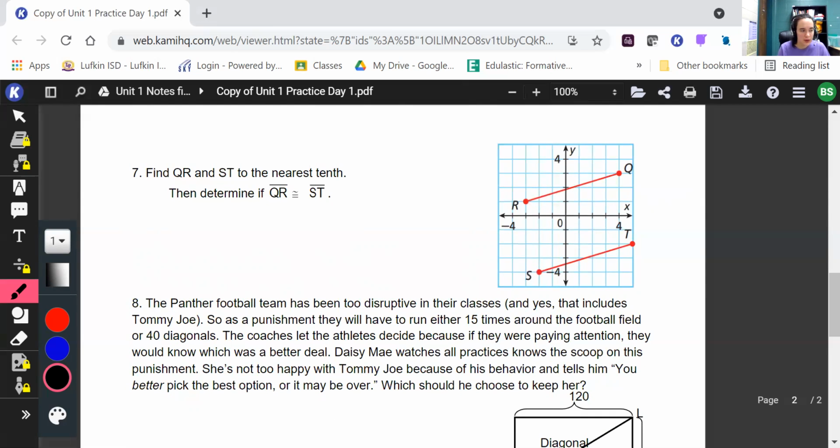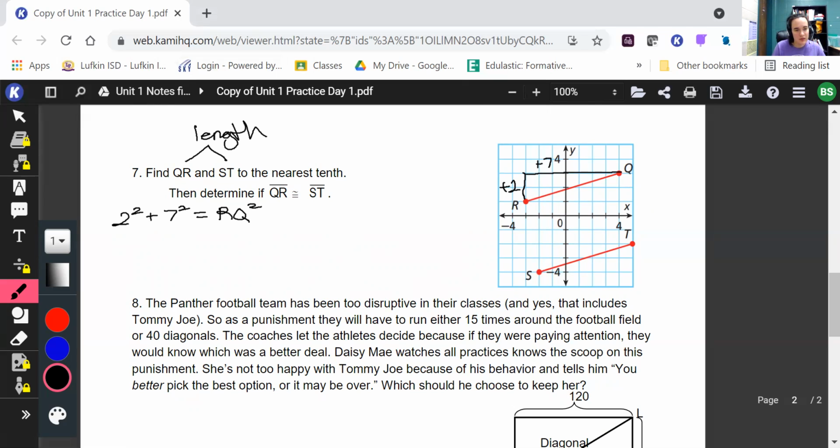Our next one, we want to find the length of QR and length of ST. So anytime that we don't have the segment bar over top, that is telling us that we are finding the length of that segment. So we can use the Pythagorean theorem because it's on a graph. We're going up 2, so that's positive 2, and over 7, it's positive 7. So 2 squared plus 7 squared equals length of QR squared.